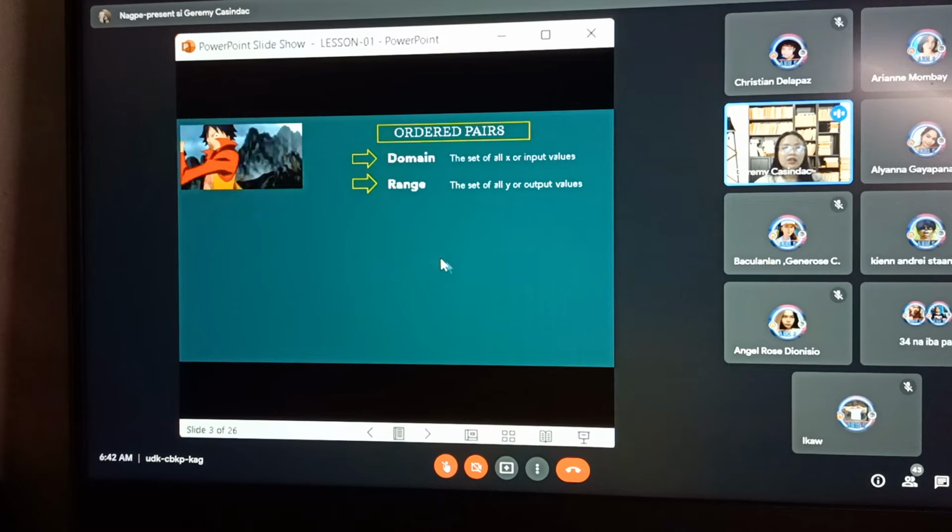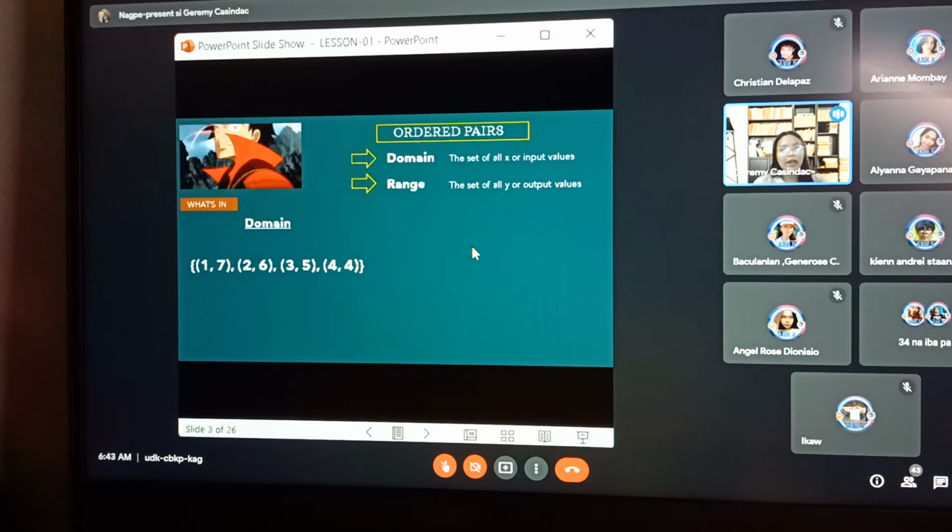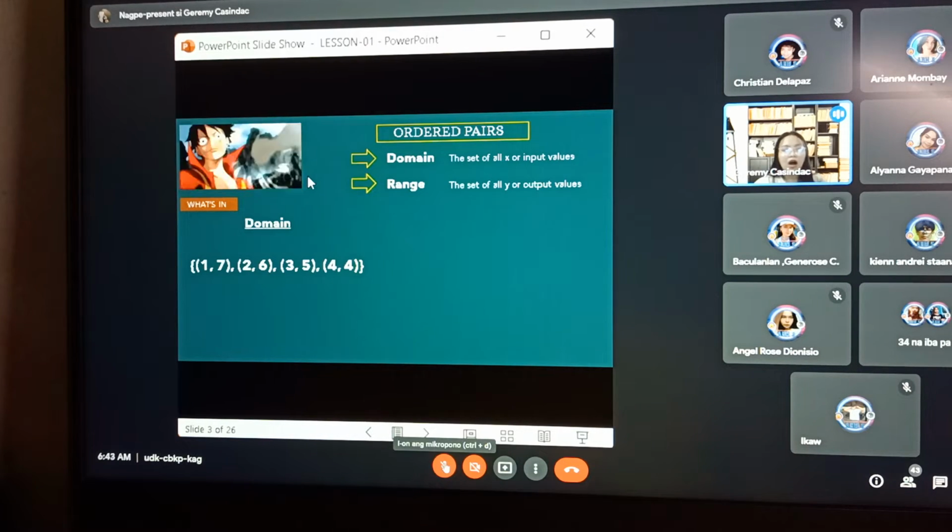Okay. So we have here an example of a set of ordered pairs. Here is the domain. Again, when we say the domain, it is the set of all x or input values. We have the given set of ordered pairs. First, what you are going to do is identify all our x values or input values. So what do you think are the x values here in the given set of ordered pairs?